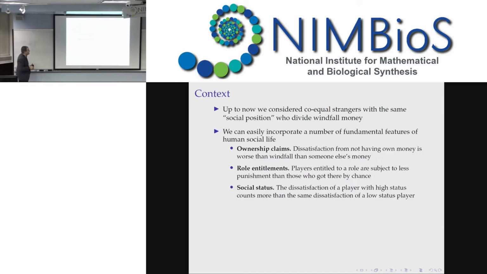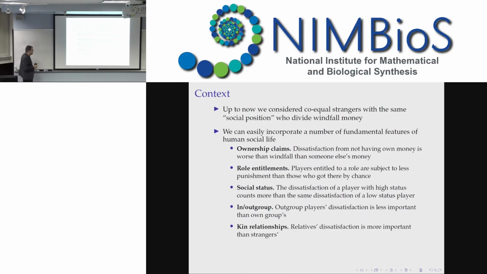Okay, so what I think would be most interesting to you is that we can easily insert all kinds of real-life things into this model. For example, we can model ownership claims by just changing how much you are dissatisfied. The idea is that you are dissatisfied more by losing money that you own than by losing money that just fell on you from the sky, right, like in experiments.